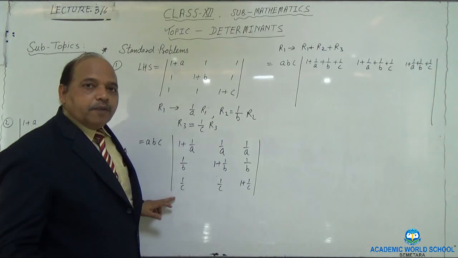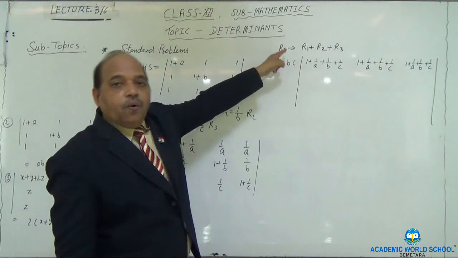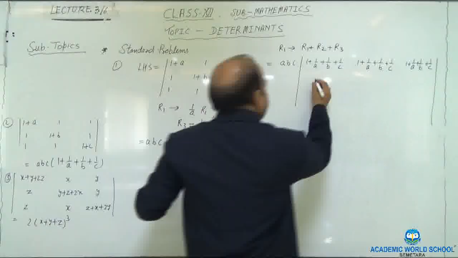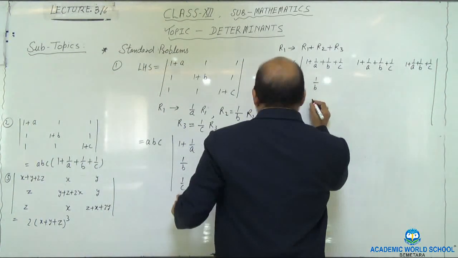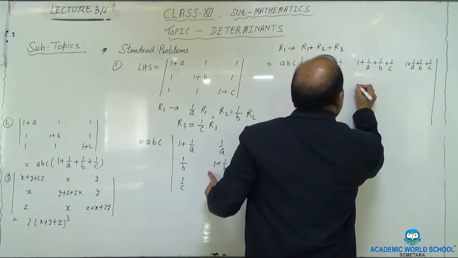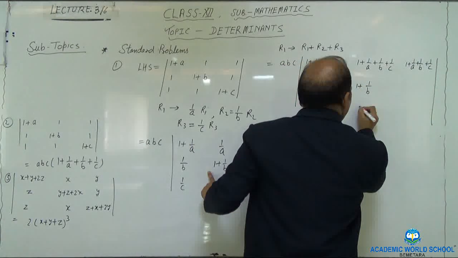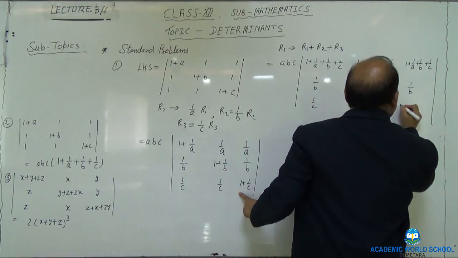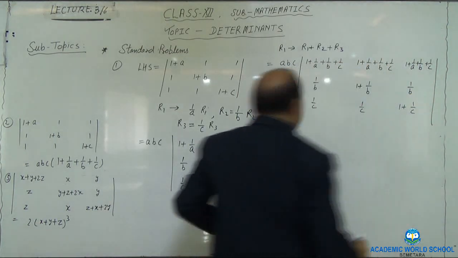Second and third rows we are not making any change. We have made a change only in R1, so that is what is written. And this will remain as it is: 1 upon B, 1 upon C, 1 plus 1 upon B, 1 upon C, 1 upon B, 1 plus 1 upon C.